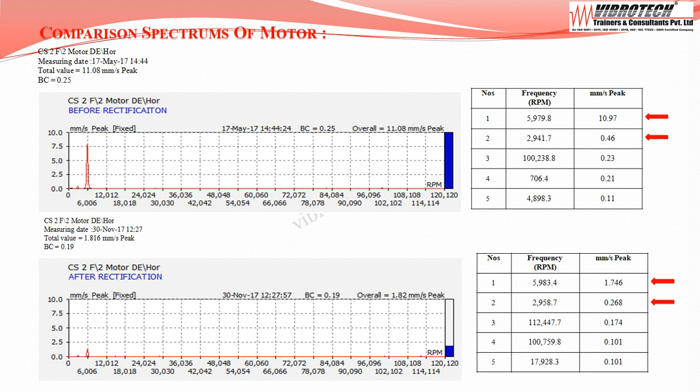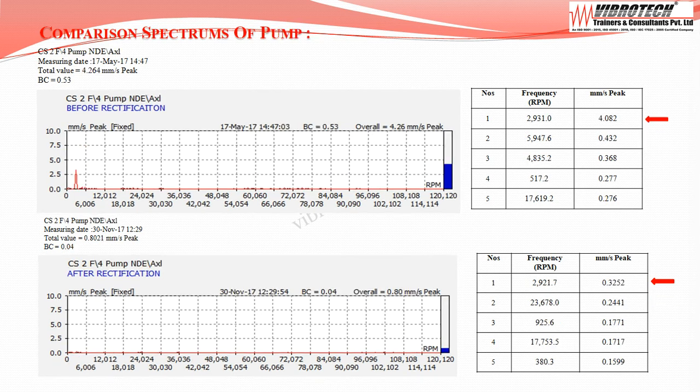The comparison spectrums of pump motor. The spectrums show the first peak frequency velocity value is reduced from 10.97 mm per second peak to 1.74 mm per second peak. The comparison spectrums of pump. The spectrums show the first peak frequency velocity value is reduced from 4.08 mm per second peak to 0.32 mm per second peak.